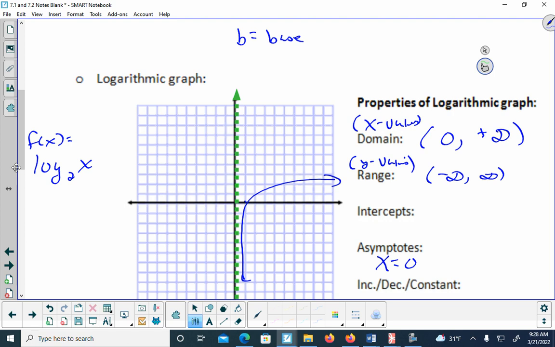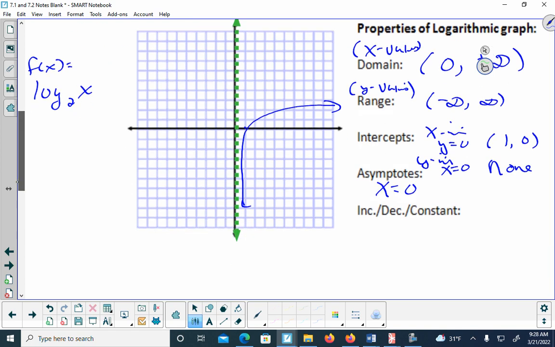My intercepts: if I find my x-intercept, that's y equal to 0, and that ends up being (1, 0). My y-intercept would be when x is equal to 0. Well, I have a vertical asymptote there, so I'm not going to have a y-intercept. When I look at this, my function is still increasing, on the interval from 0 to infinity.